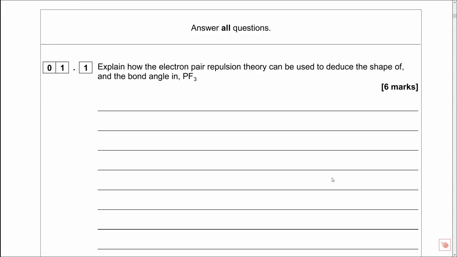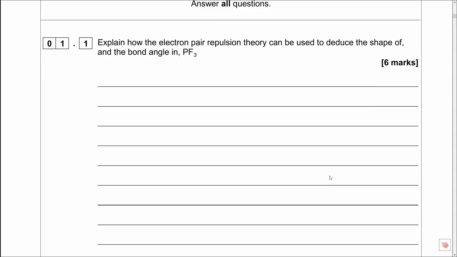Okay, so first bit: explain how the electron pair repulsion theory can be used to deduce the shape of and the bond angle in PF3. I'm not going to go through every single question in terms of the in-depth theory behind it. I'm going to look at the actual answer to the question itself and hopefully do this in about an hour and a half as opposed to 2 hours.